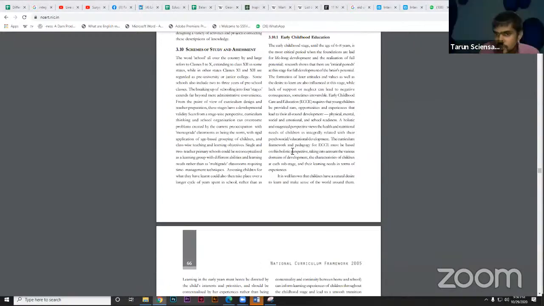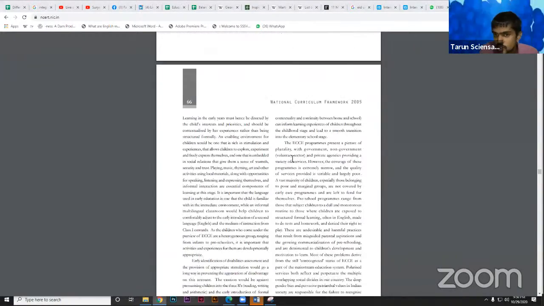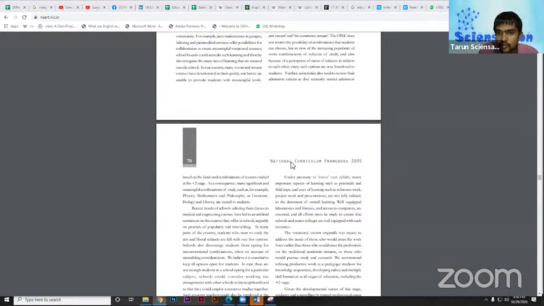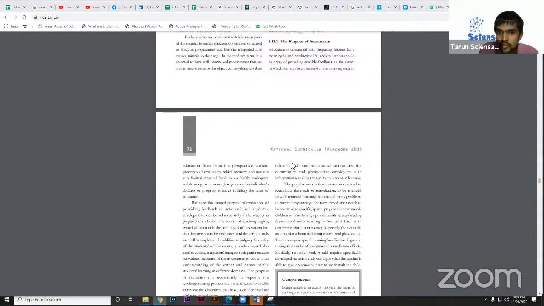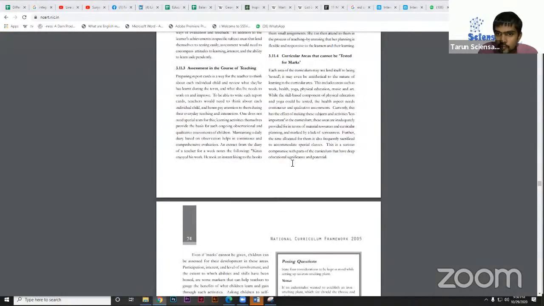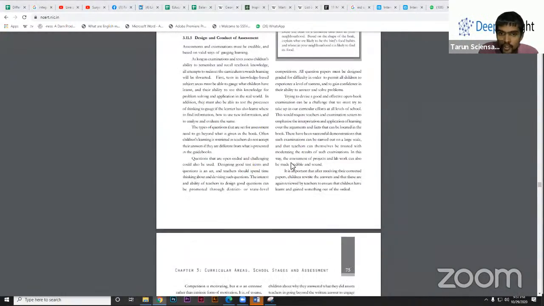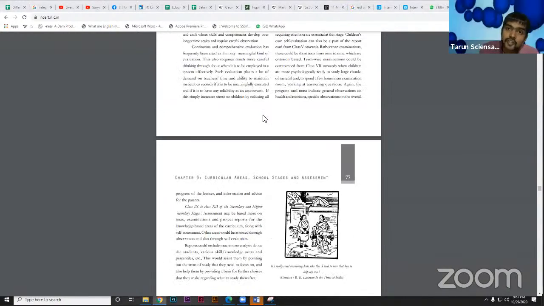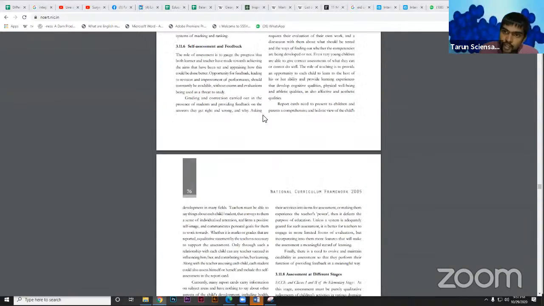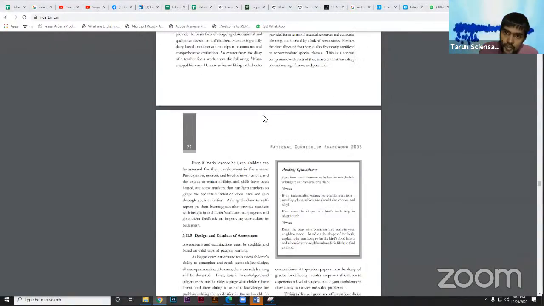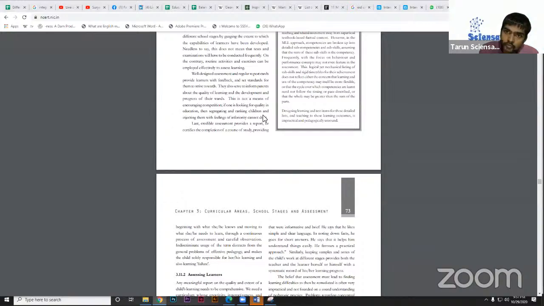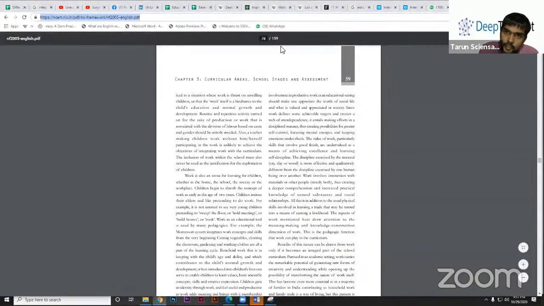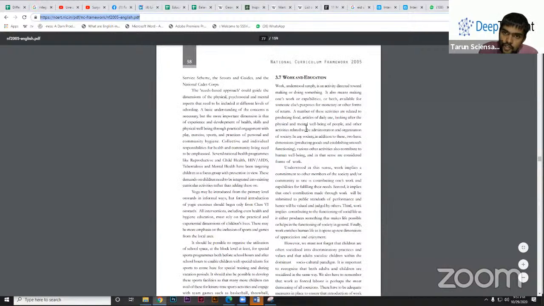There's a very interesting discussion in NCF also about learning spaces, I think within the same chapter, which you can go through. Then we also have how to design assessments and evaluation within the same chapter. And the next chapter is about school and classroom environment. This third chapter was about curriculum and assessments. I'll go back to the science curriculum once again to see some of the key points which came in the science curriculum, and then we'll go back to the computer science curriculum again.